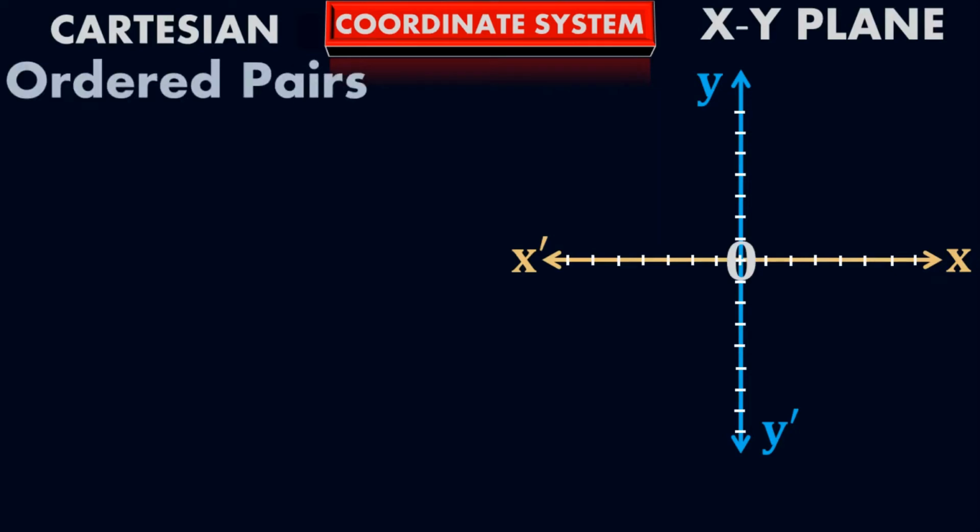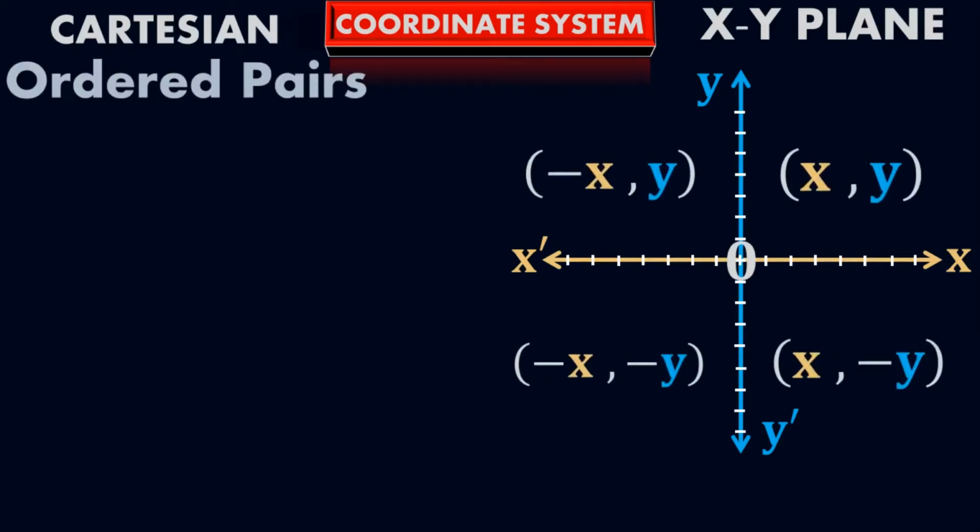Now what about the ordered pairs? We already know that these are the ordered pairs. In the first quadrant, the values along the x-axis are positive and the values along the y-axis are positive, because we have positive x and positive y. Similarly, in the second quadrant, we have negative x comma positive y, which means that the values along the x-axis are negative and the values along the y-axis are positive.